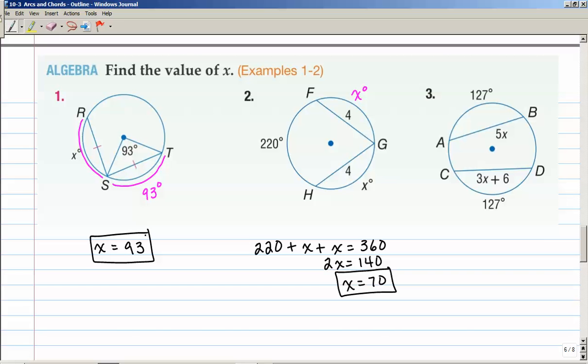Okay, and my third example here, I have arc AB, which measures 127 degrees, and arc CD, which also measures 127 degrees. Since these two arcs are congruent to each other, then their chords are also going to be congruent to each other. So I have 5x is equal to 3x plus 6, or 2x equals 6, or x equals 3.